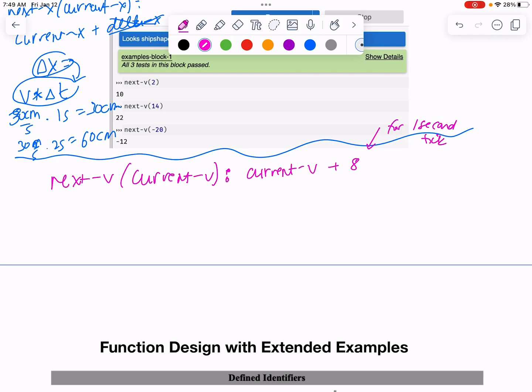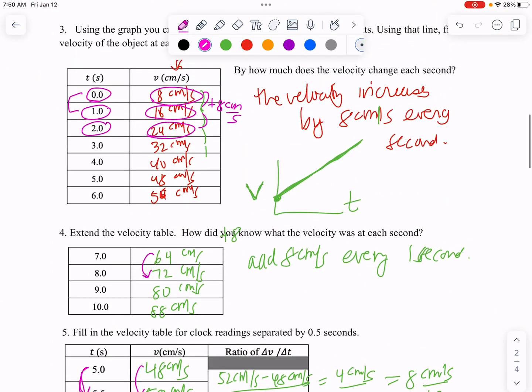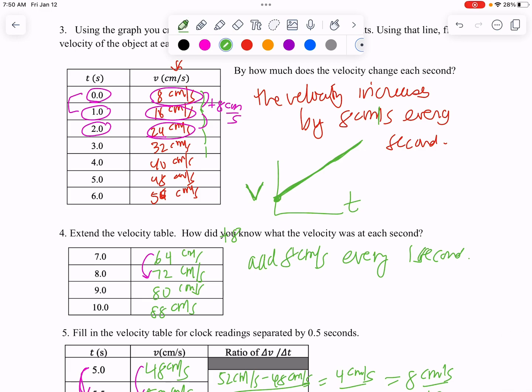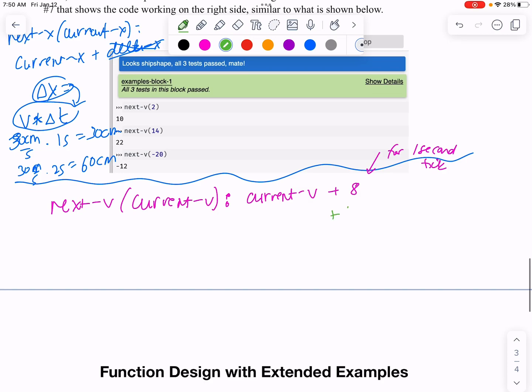Now, what if I don't wait 1 second? What if I wait 2 seconds? Is it still only going to get 8 centimeters per second faster? Let's look. No, because if I wait 2 seconds, going from 8 centimeters per second, I have to get all the way to 24. I'm skipping that middle one. So in that case, I'm going to add 16 centimeters per second. So I'd add 16 if it was a 2 second tick.